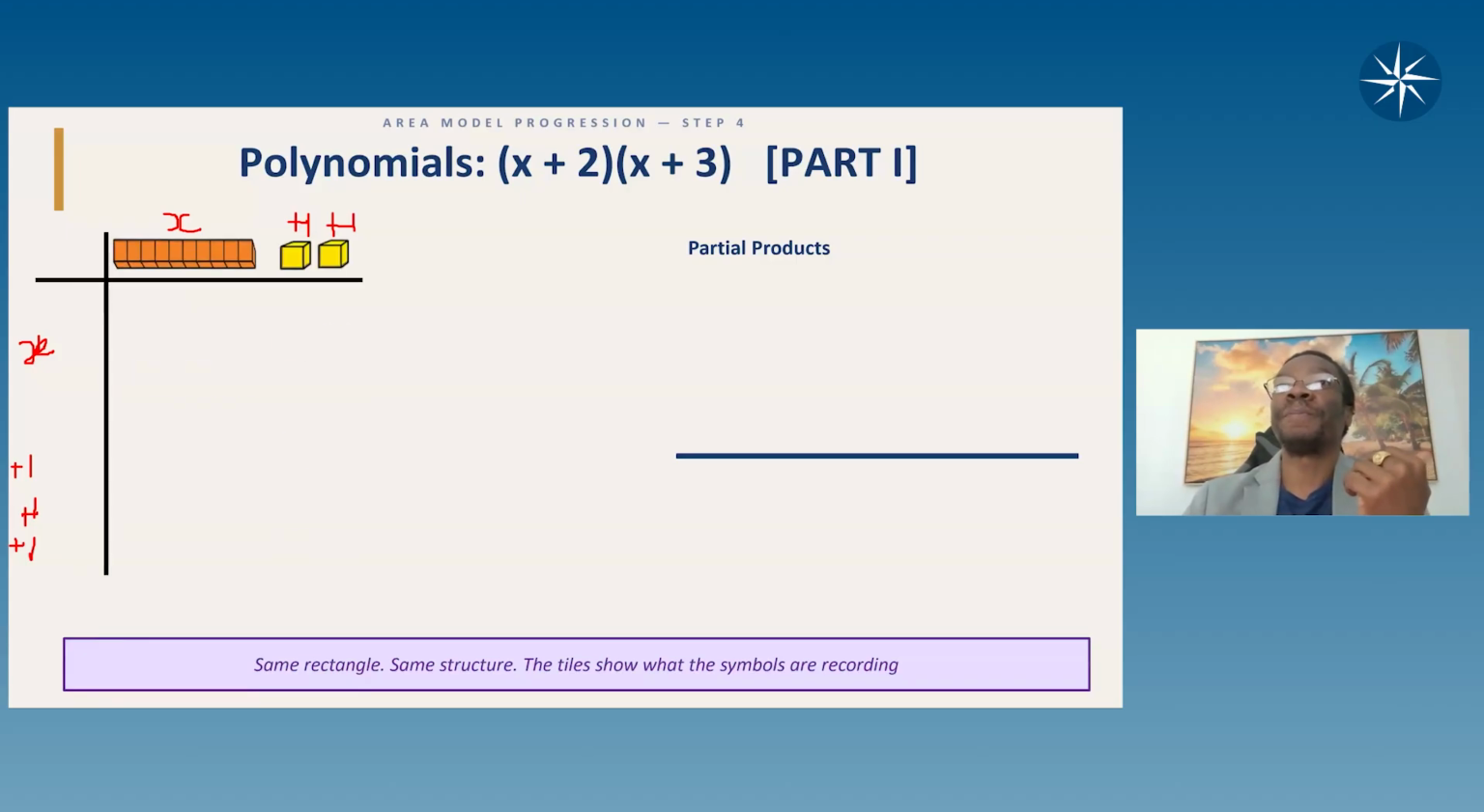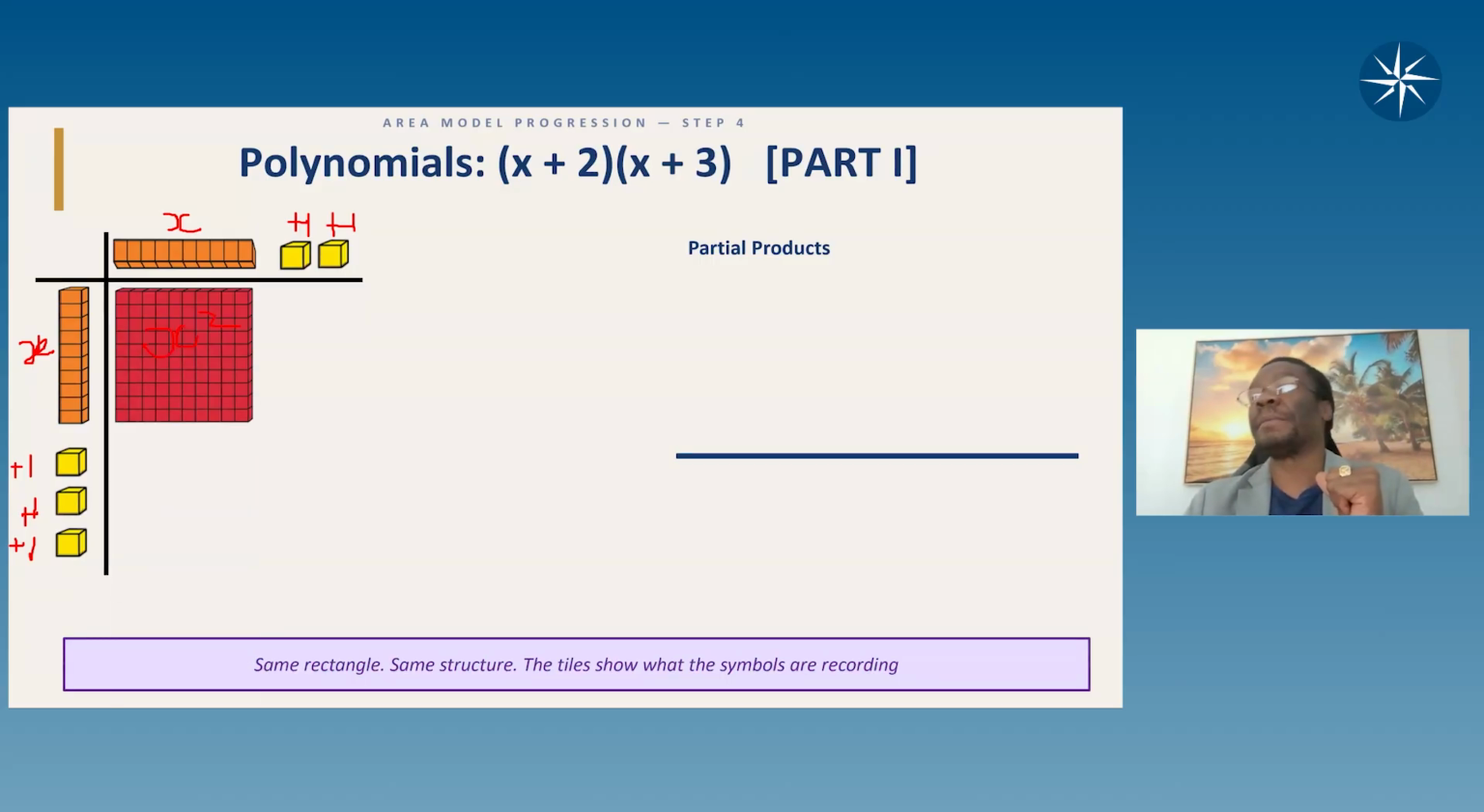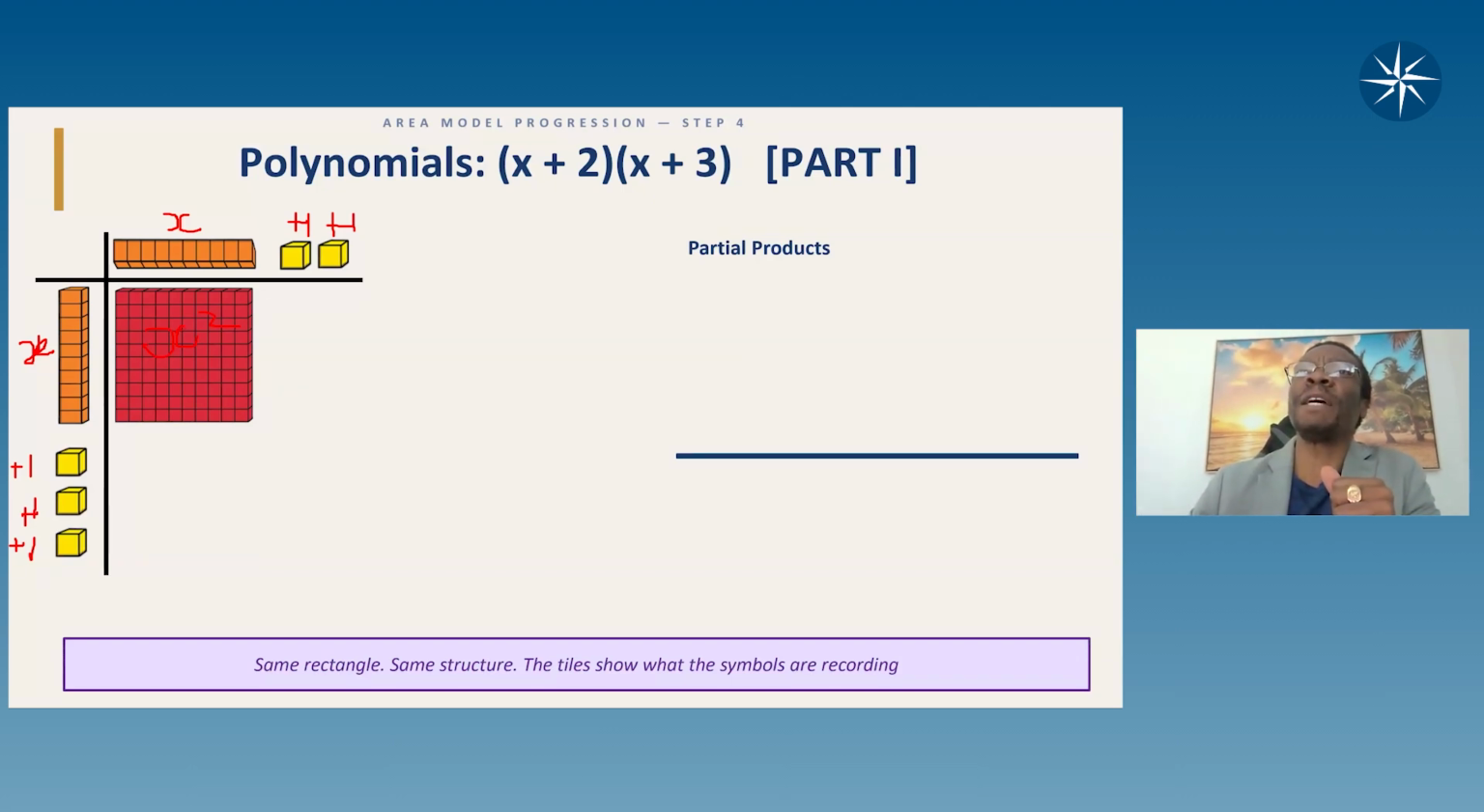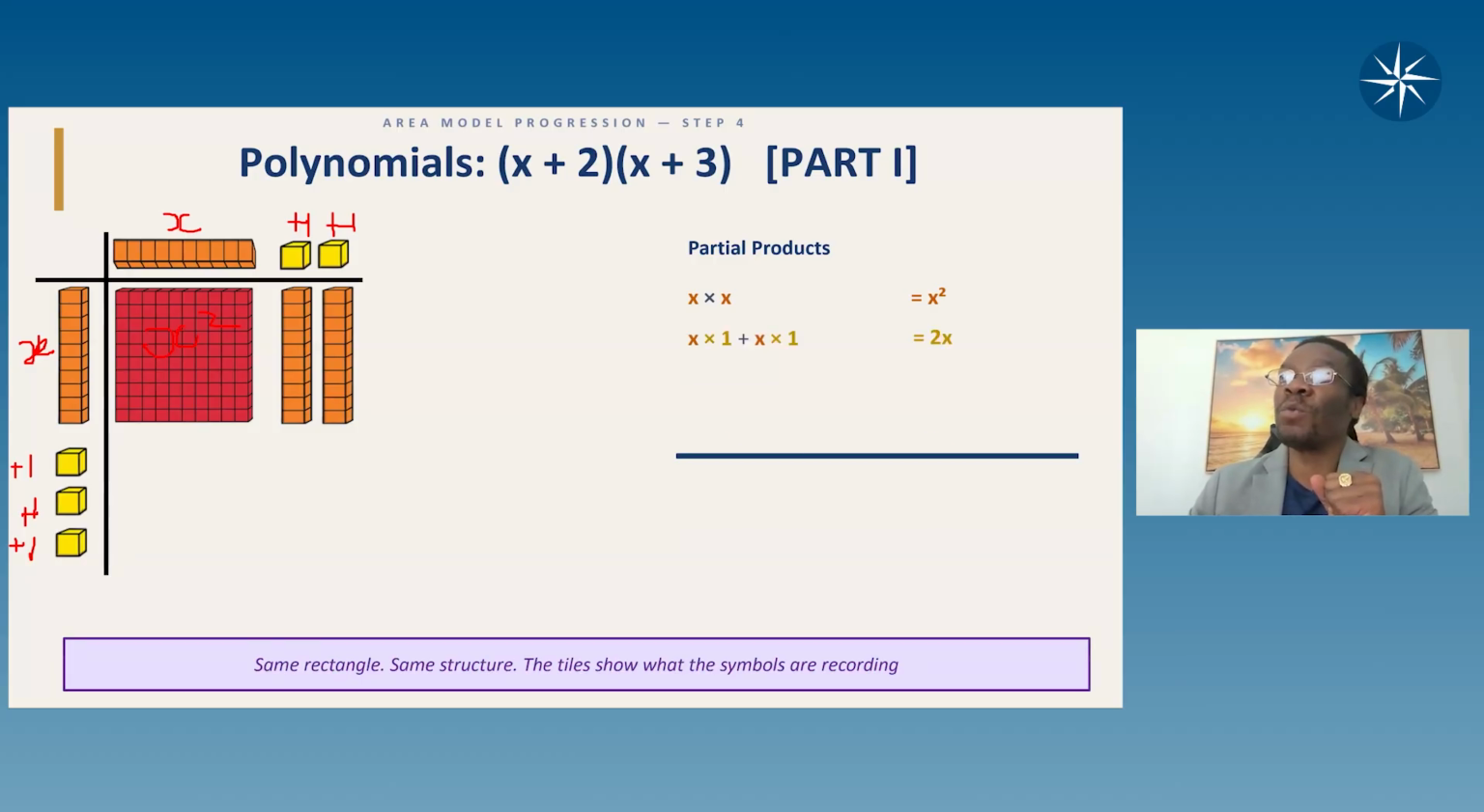So let's go. After we build these, we said x times x is x squared. I'm just writing that there, but it will come in like that. They will take a physical brick and put it there. And then we multiply x times 1, which will give us x. X times 1 will give us x. So at this point, we have 2 x's. So we have x times 1, which is what we have here, and x times 1, which is 2x.